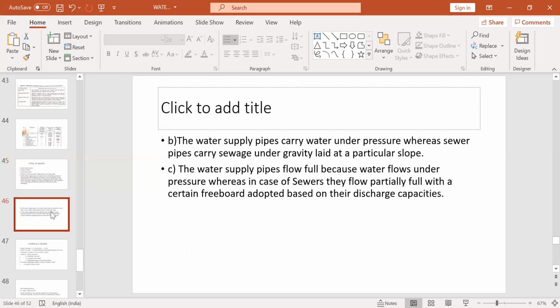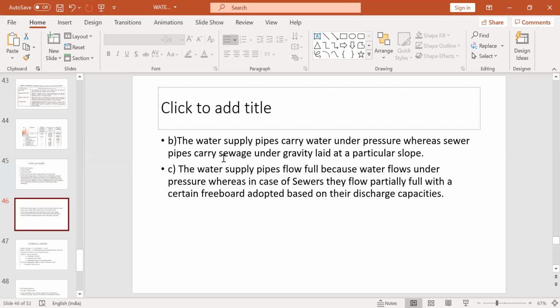The next difference is that water supply pipes carry water under pressure. Okay, this is already discussed. You cannot carry water supply under gravity because sometimes water has to be supplied to a higher elevation. So in order to supply the water from a place of lower elevation to a higher elevation, it has to have a certain pressure head, and that pressure head amounting to rho g h will make that water rise vertically. So it is very important that the water will flow full.